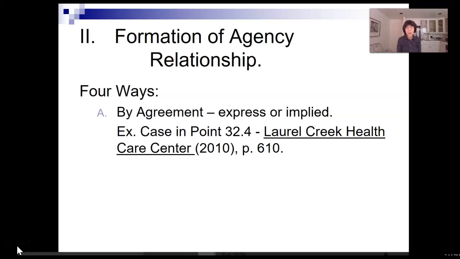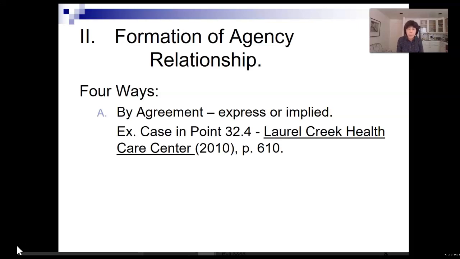Hello class, we're going to continue. This is part 2, chapter 32, part 2. And in this video, we're going to take a look at the formation of the agency relationship. Take a look at the 4 different ways that an agency is created.